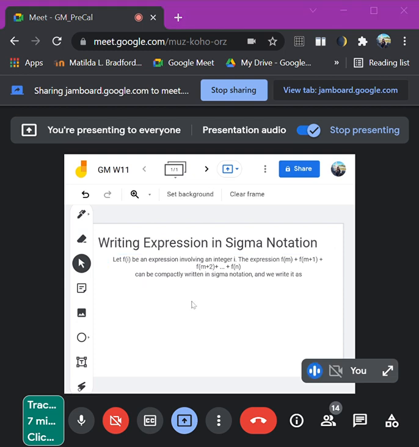So we have here our writing expression in sigma notation. So how are we going to write an expression? So we start from the expanded form and then convert it into sigma notation form.